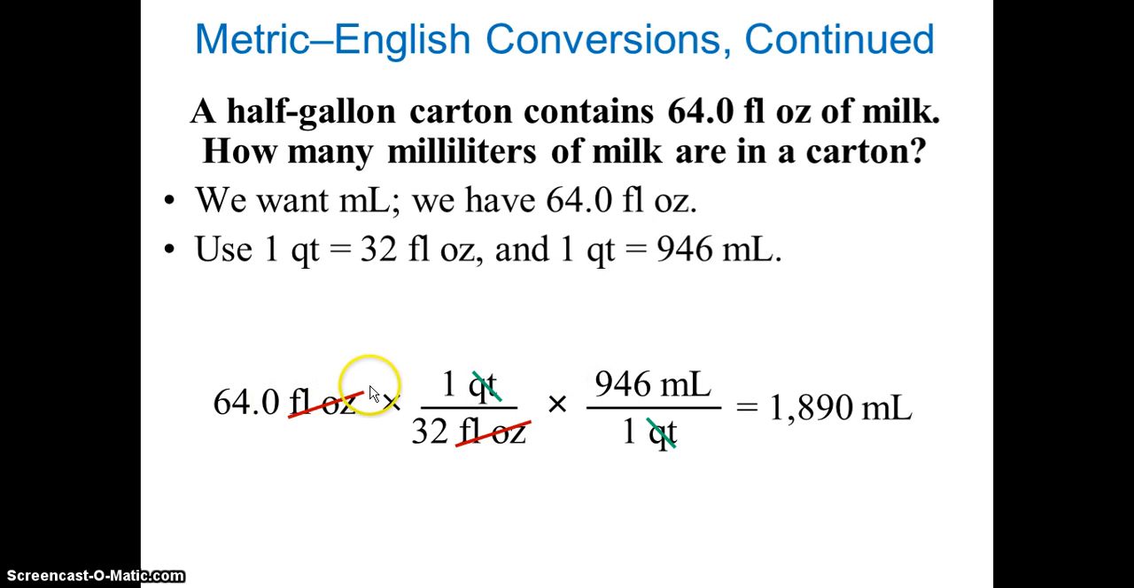Here we have fluid ounces given, so we can set up a conversion factor with fluid ounces at the bottom, so we can cancel it and we get quarts. Now we have quarts and we need to convert into milliliters, so we set up 946 milliliters on the top and 1 quart on the bottom, so that way we can cancel quart. Using these operations, we get 1890 milliliters.